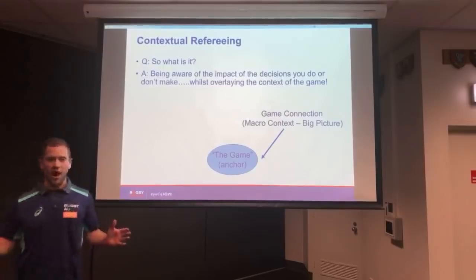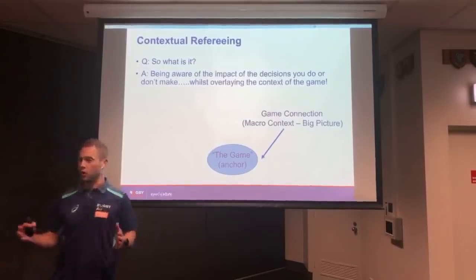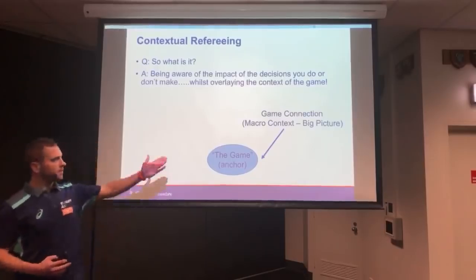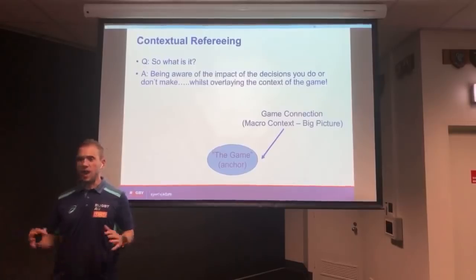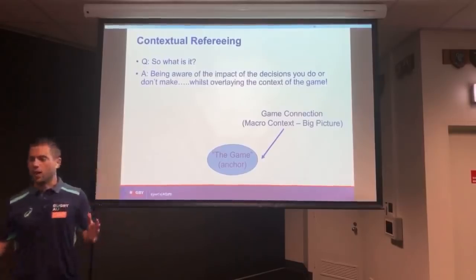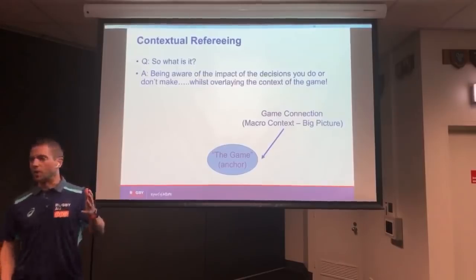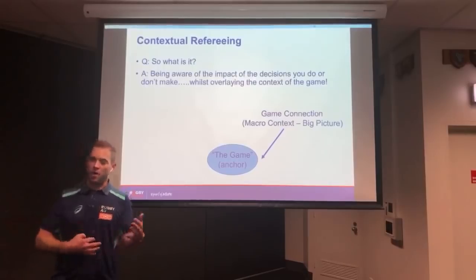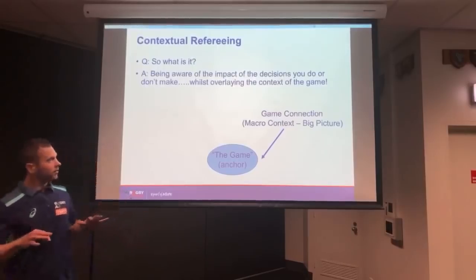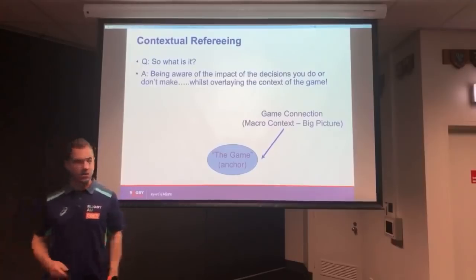And we can look at the game when we're refereeing from really two perspectives. The first perspective is the big picture game. So it's kind of standing back from the game and saying, how's this game going? We have two teams. One may be dominant. One may be not so dominant. Might be a tight game. It might be a low-scoring game. It might be an intense game. So we can look at the game from that bigger picture context.